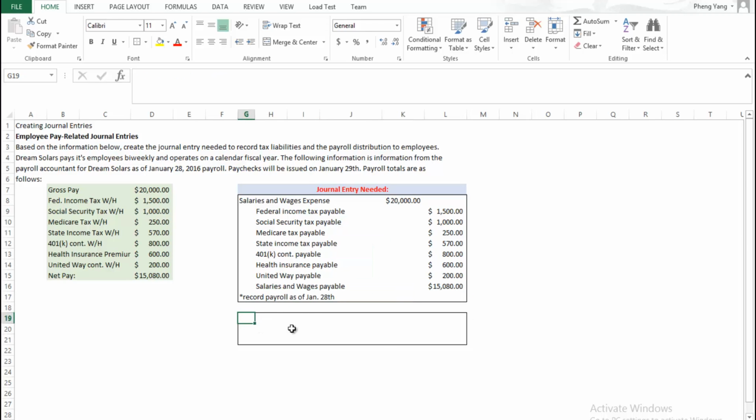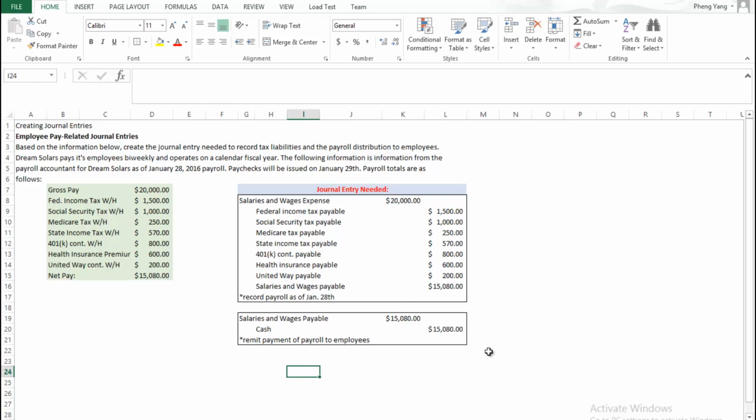pay. I'm going to record the payments to the employees right away, which is going to be a debit to this payable account right here. We initially put it in a payable account, but now we're going to pay it. So we're going to reduce that payable account by $15,080 and credit cash for the same amount. This is when the payroll accountant is actually writing the check. This is the entry that is being made behind the scenes.